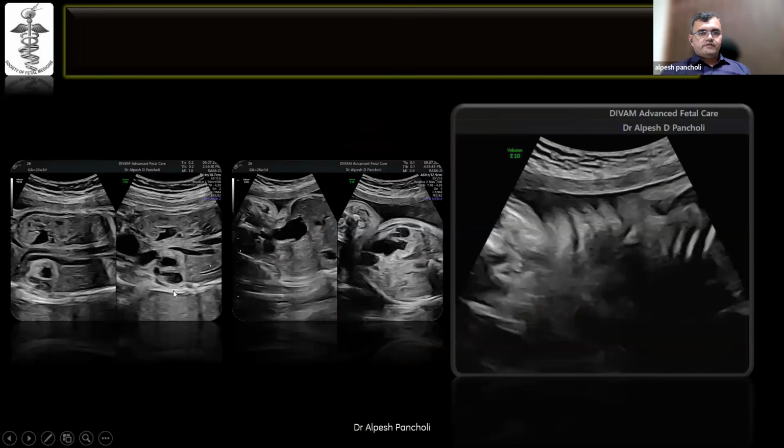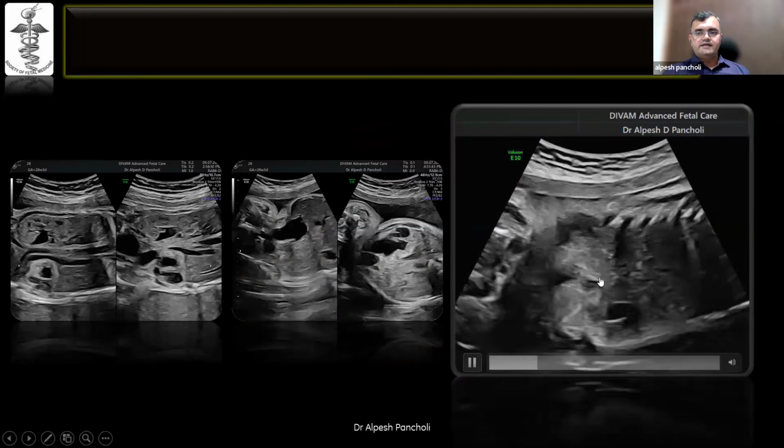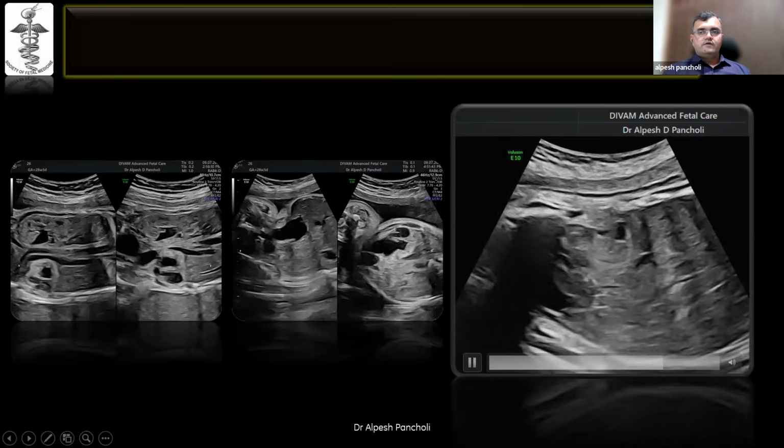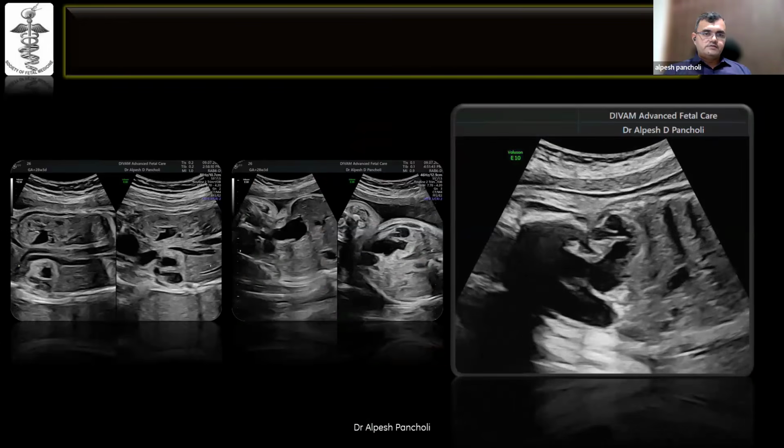In the genitourinary evaluation, both the kidneys show hydronephrosis and there is hydroureter on the right side, and the right kidney appears very echogenic. This couple did not want to continue the pregnancy and was lost to follow-up.